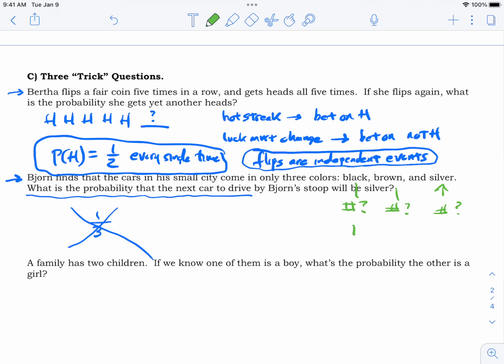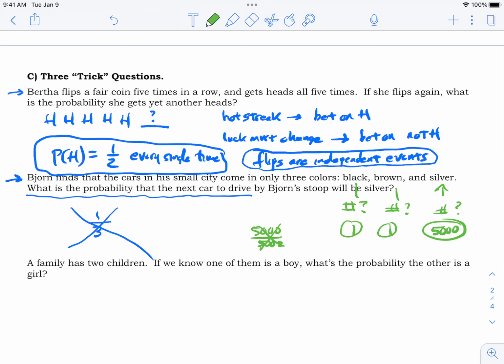Like if we have 1 black car, 1 brown car, and 5,000 silver cars, wouldn't be such a small city, but if we had 5,000, the chance that the next one is going to be silver is pretty darn good, right? It would actually be 5,000 out of 5,002, which is almost certain, not certain, but almost certain that it'll be a silver one. So in other words, we need to know these numbers before we can calculate the probability that it's silver. We have to know how many are black, how many are brown, how many are silver.